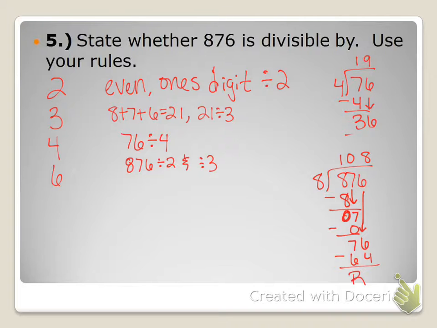Oh, we could have done 9. Sorry. Back that up. 972. Either way, we're getting a remainder of 4 there. Okay. So 8 doesn't work.